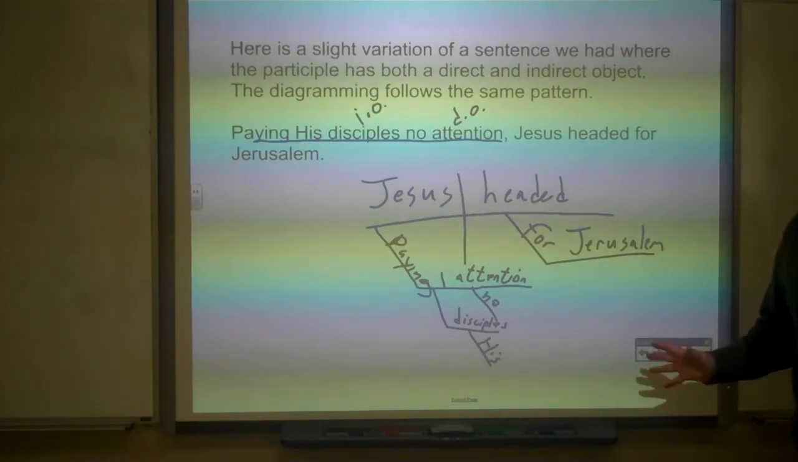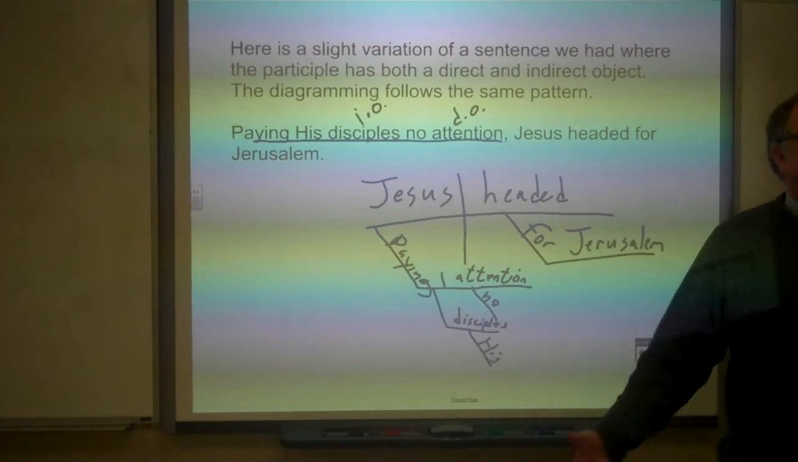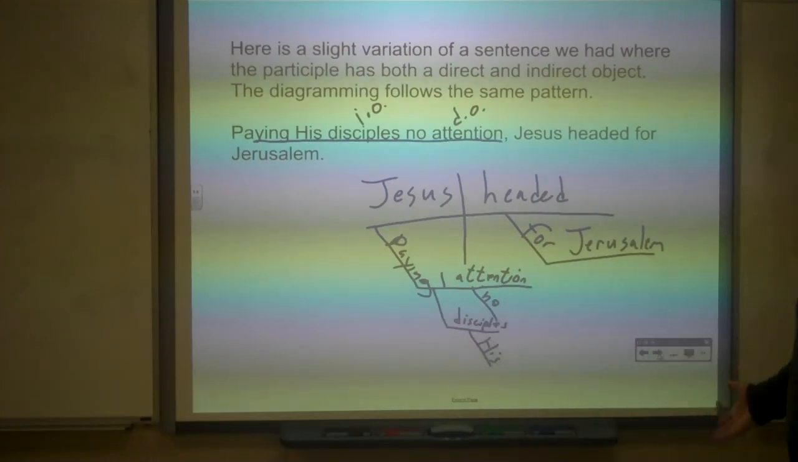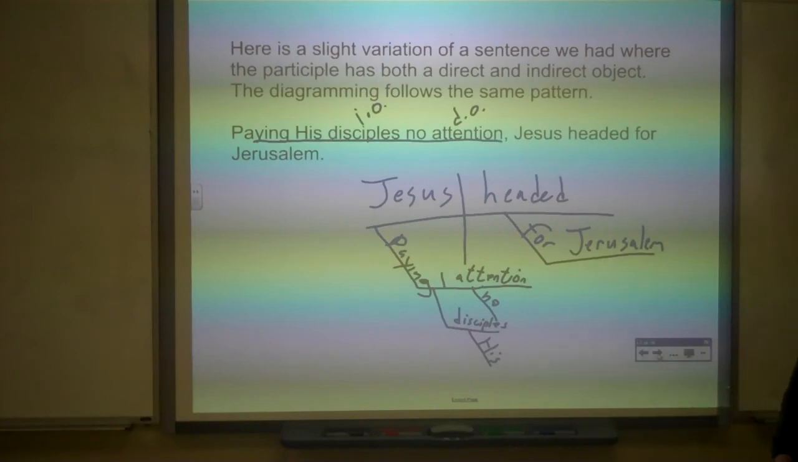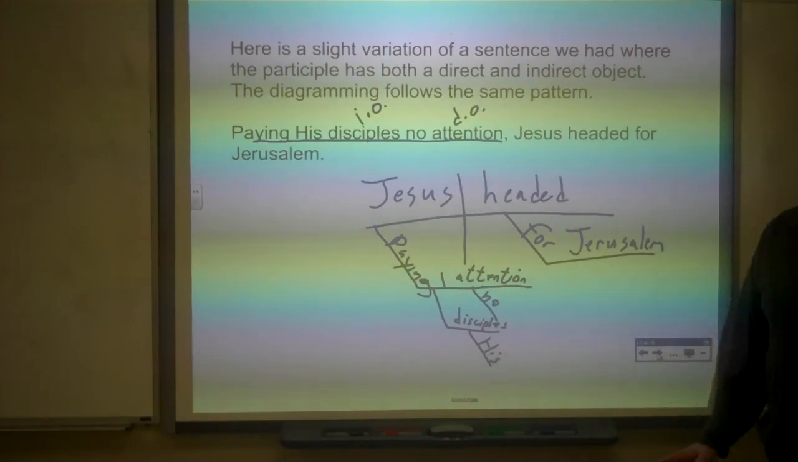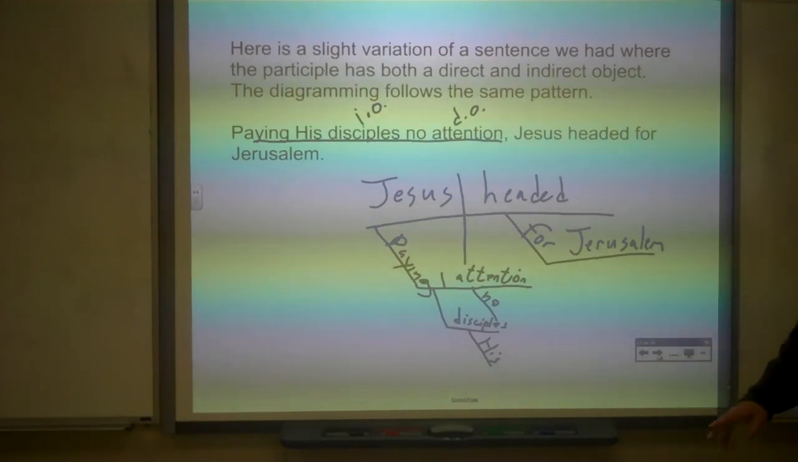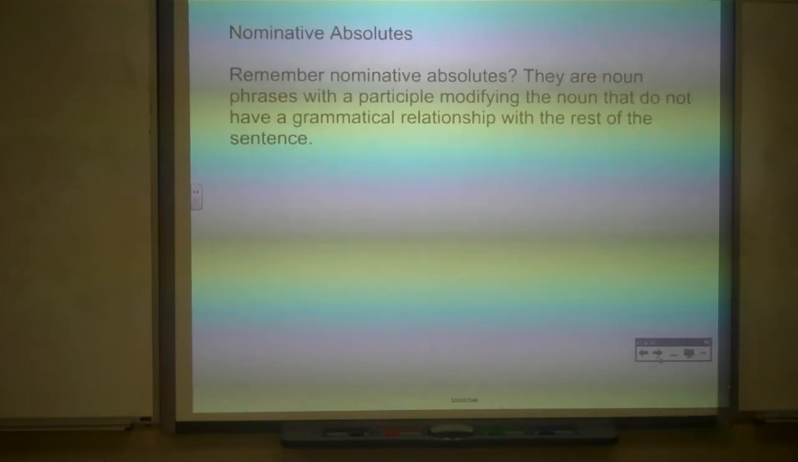Again, not real common, but it is possible to have a participial phrase with an indirect object. It is also even possible, again, pretty rare, to have an object complement. I'm not going to necessarily show a diagram of that. Hopefully by now you can figure out how those things would be done.